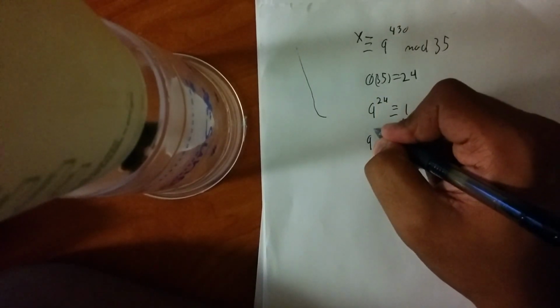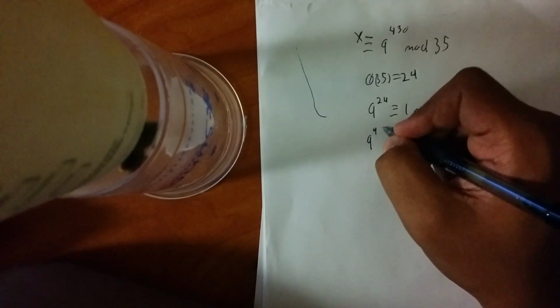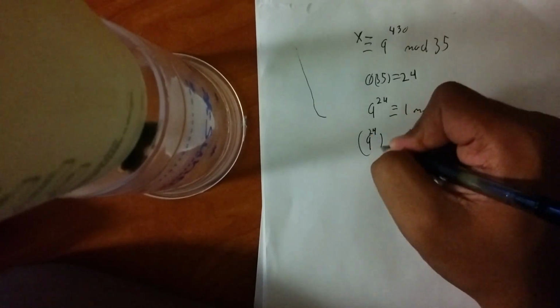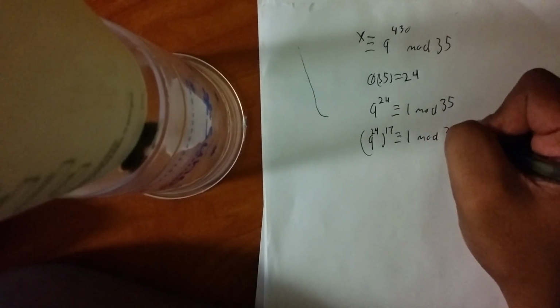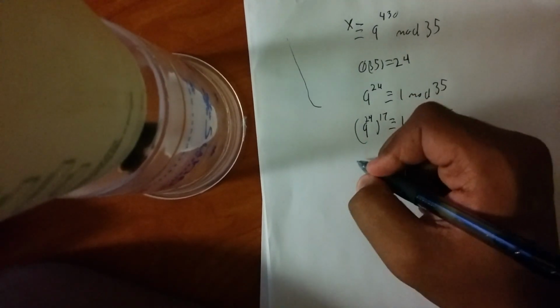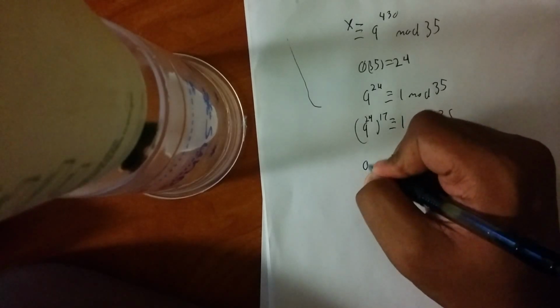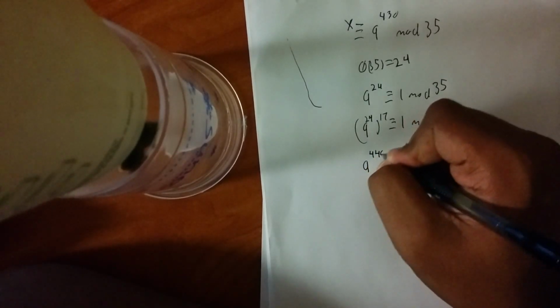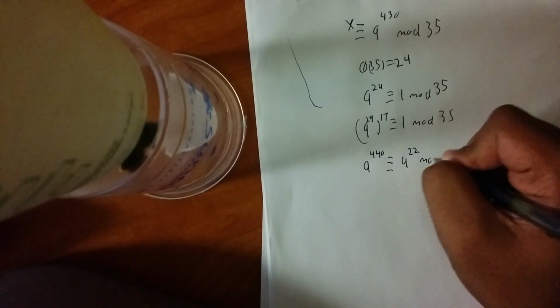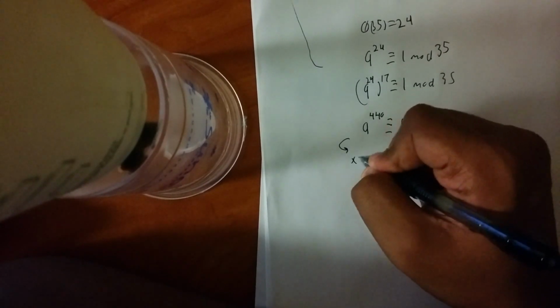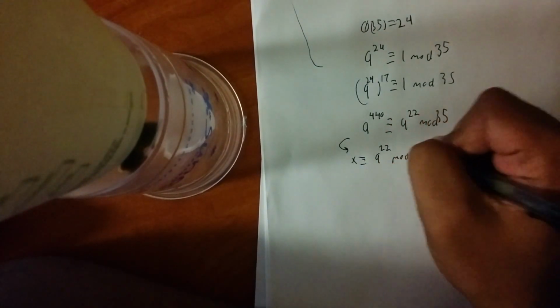So then I can raise each side to the 17th power. That gives me 9 to the 24 times 17 is still congruent to 1 mod 35. And then I multiply each side by 9 to the 22nd power. So that will give me 9 to the 430 is congruent to 9 to the 22nd mod 35. Therefore, x is congruent to 9 to the 22nd power mod 35.